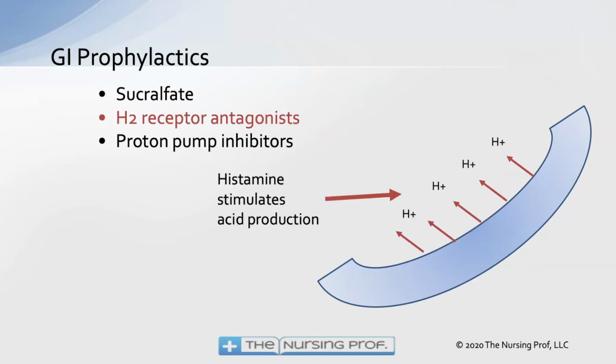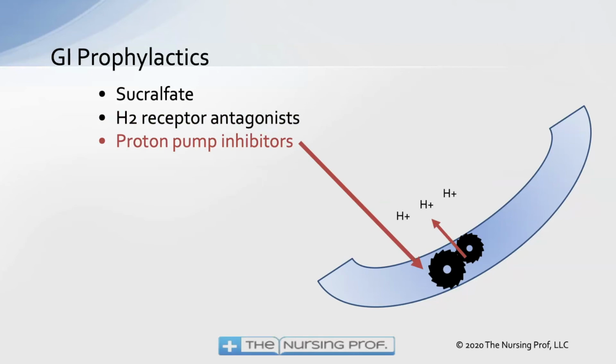Another possibility is we can use an H2 receptor antagonist. So, for example, ranitidine and some of those other kind of medications. Histamine is going to stimulate acid production. So if we block histamine, then we will block acid production. So that's the process that we're using here with our H2 receptor antagonists. H2 refers to histamine 2. There's histamine 1 and histamine 2. Histamine 1 is the one that you have floating around when you have an allergy. So we're blocking that histamine from stimulating that acid production.